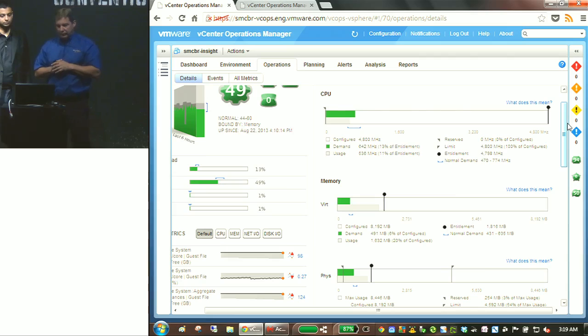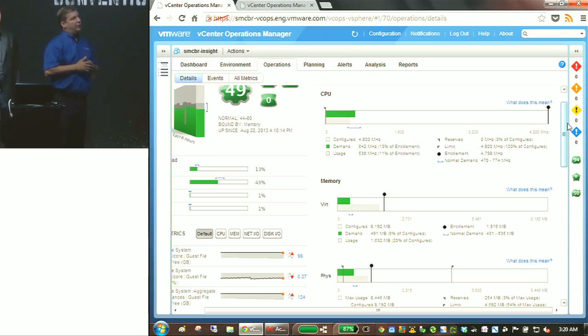On the memory, we also have this notion of demand versus consumed. In this particular case, you notice that the green bar is lower than the gray bar. Does anybody know how that happens on memory? So demand goes both ways.